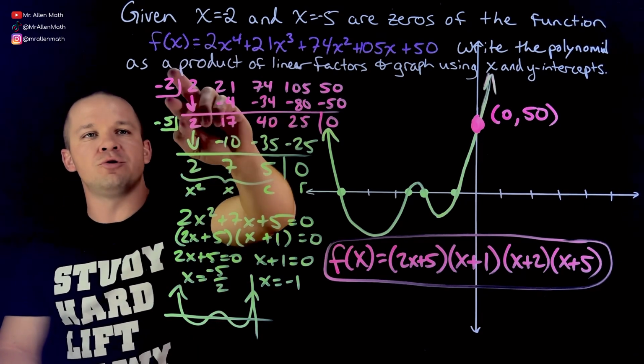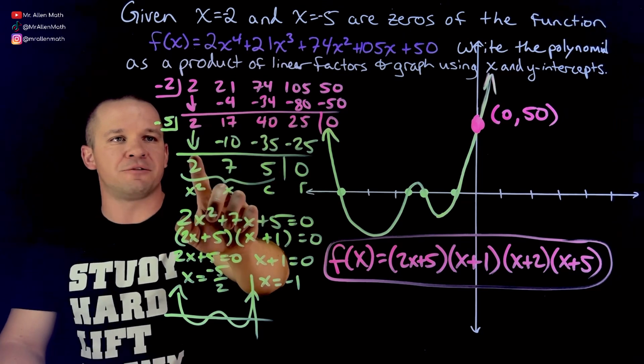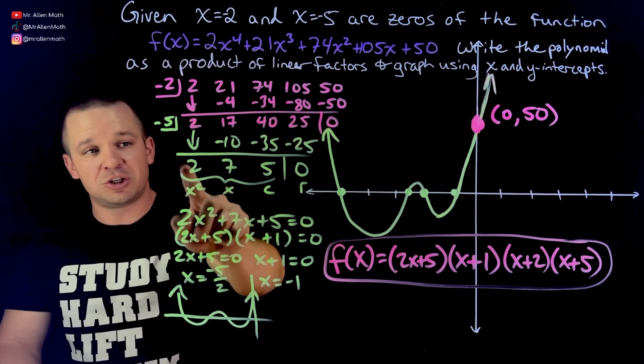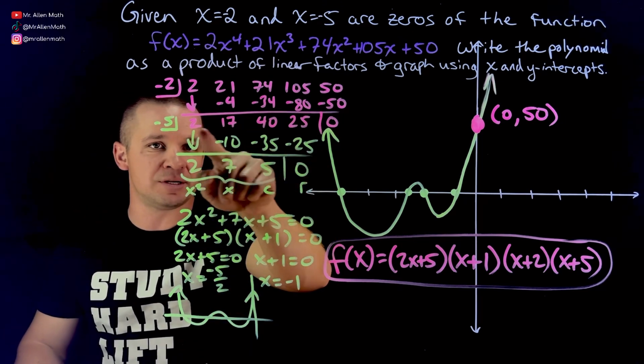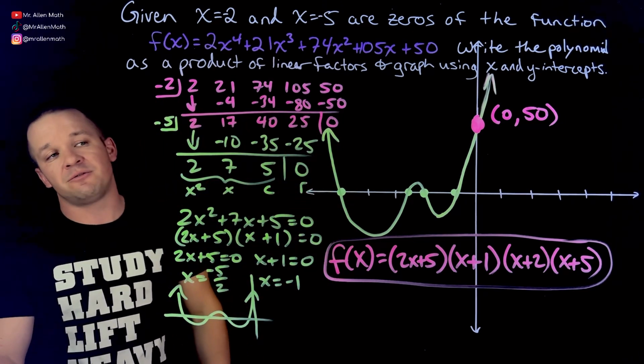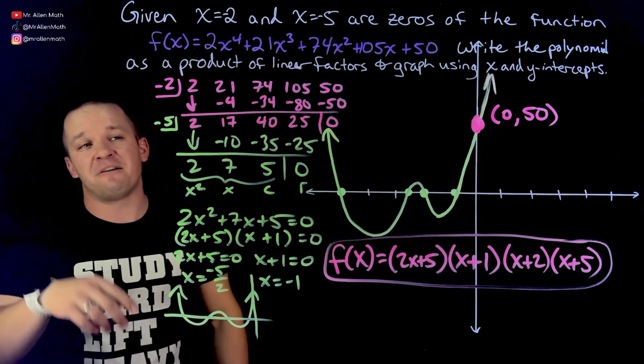Again, no matter, you could do it either order here, it's just these numbers are going to look different until you get to the final result. The 2, 7, and 5 will be the same for the second one, no matter what. It's these that will be a little bit different right here, the 2, the 17, the 40, and the 25. If I started with -5 first, it'd be something different.